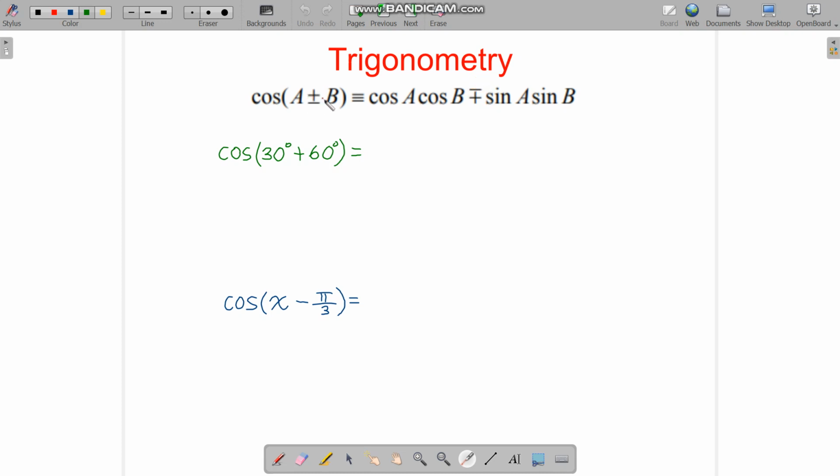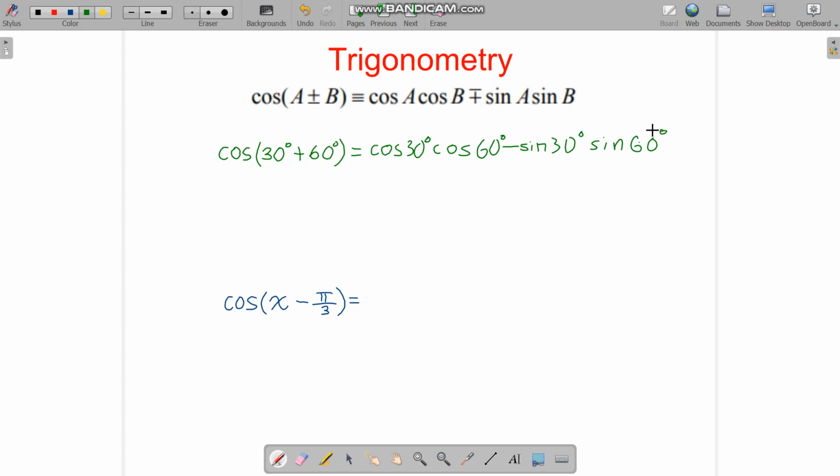Plus in the compound angle becomes minus, and minus becomes plus for cos. So here we have cos cos, sine sine. For plus we have to use minus. And for the angles, the A is 30 and the B is 60.